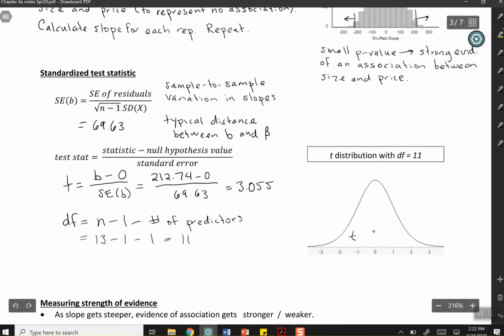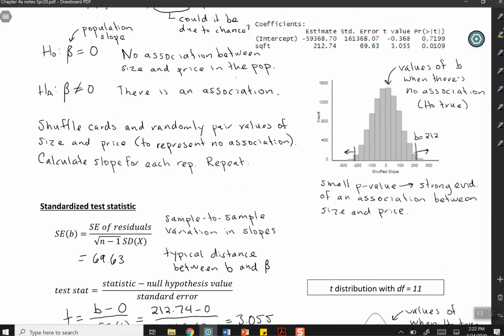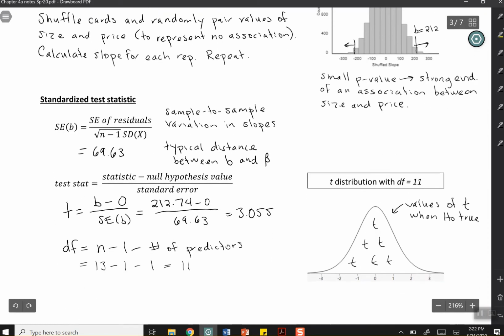Basically what this theory-based distribution tells you is the values of t that you would expect to get when the null hypothesis is true. So this is serving the same purpose as the simulation. That was showing you the values of the slope that you'd expect to get when the null is true. This is doing the same sort of thing except in terms of the t statistic.